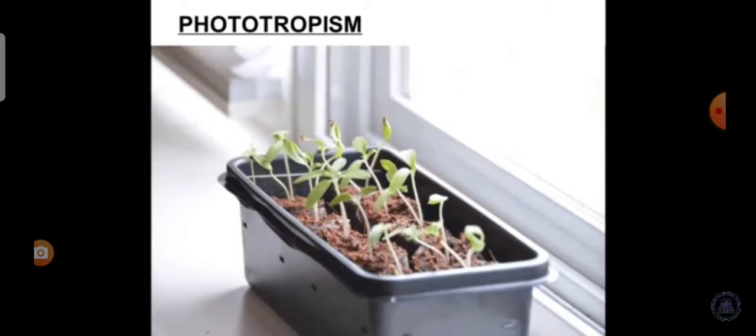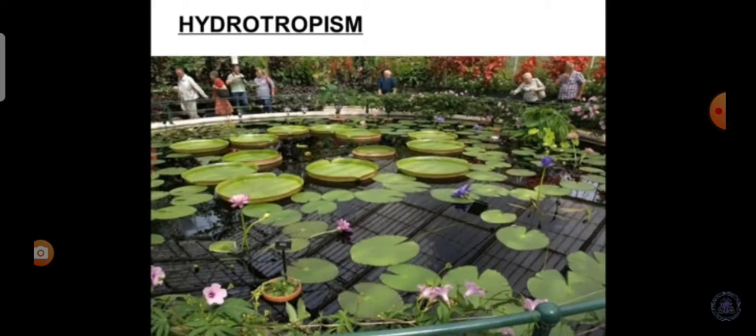Now the first one is phototropism. What is phototropism? Movement of a plant part towards light is known as phototropism. An example for phototropism is the shoot of a plant. Next one is hydrotropism. Movement of a plant or part of a plant towards water is called hydrotropism. An example for hydrotropism is the root of a plant.